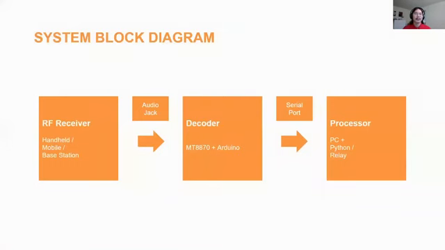So the system block diagram. First of all, you need an RF receiver. It can be a handheld, mobile, or base station radio. And you have an audio cable connecting the audio jack from your radio to the decoder, which is located on the board, the module MT8870. It's one of the dirt cheap modules for DTMF decoding.